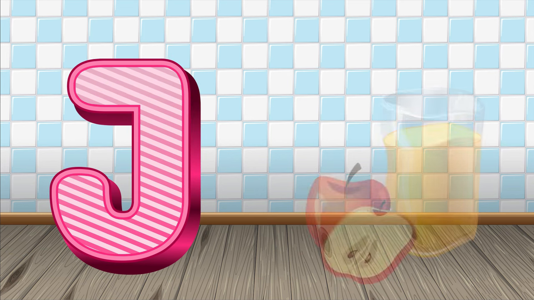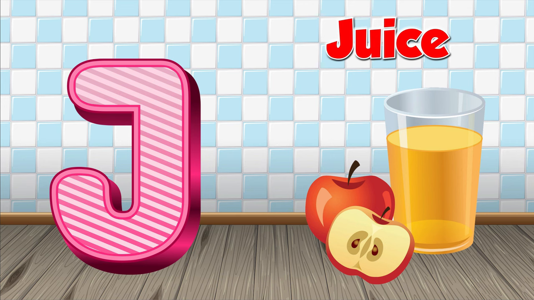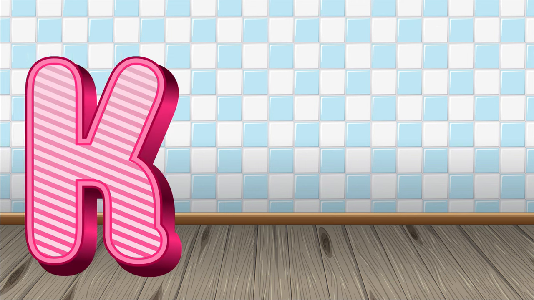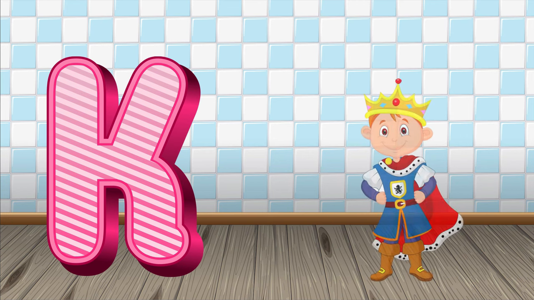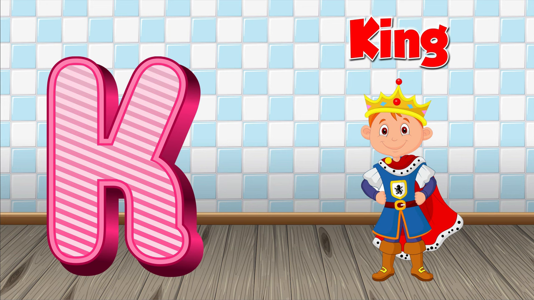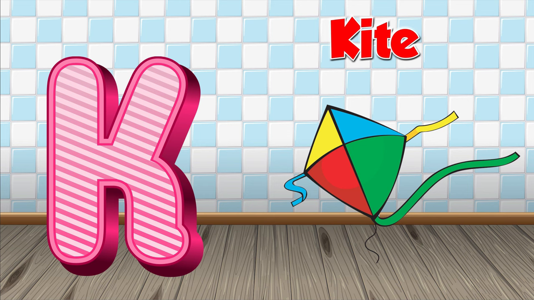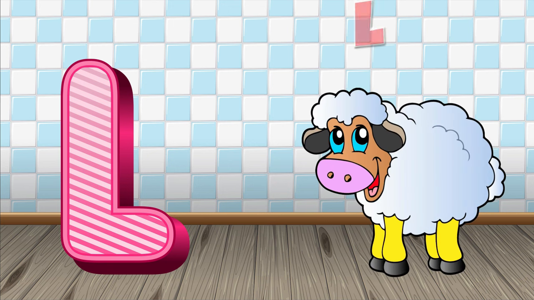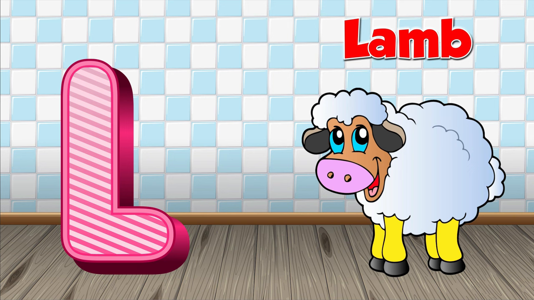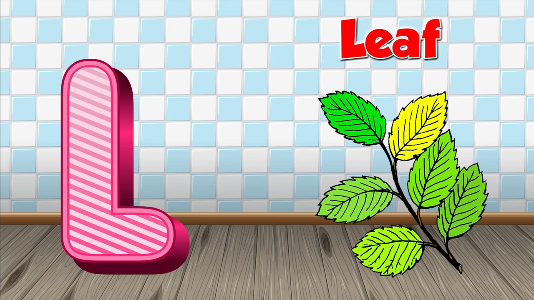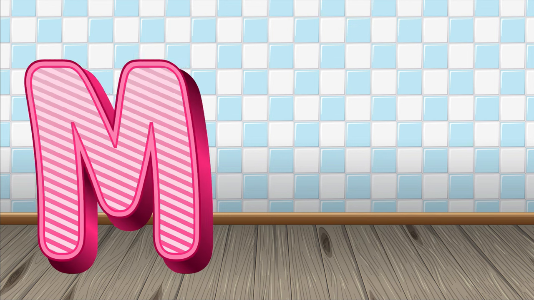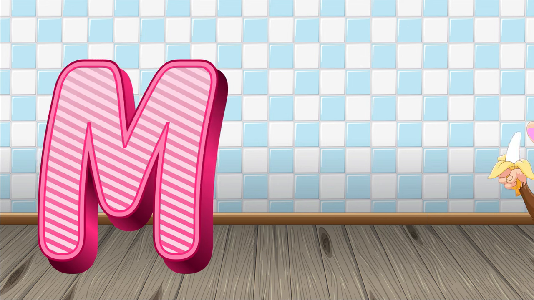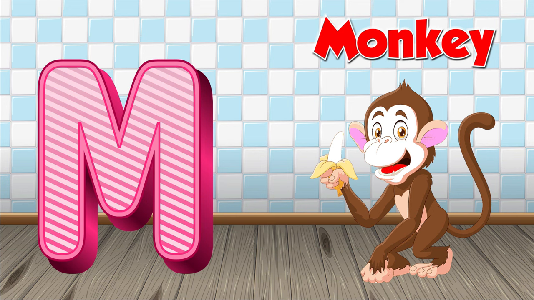J. J for juice. J for jar. K. K for king. K for kite. L for lamb. L for leaf. M for man. M for monkey.